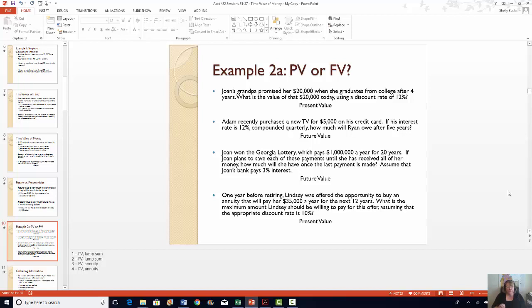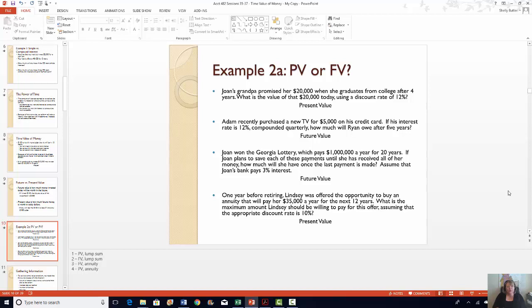And this one is compounded quarterly. How much would Adam owe after 5 years? That'll make you think about putting anything on credit. Okay, and that's a future value because we have the amount today. We want to know what it is in the future. So that's future value, and that's a pretty easy way to think about it.